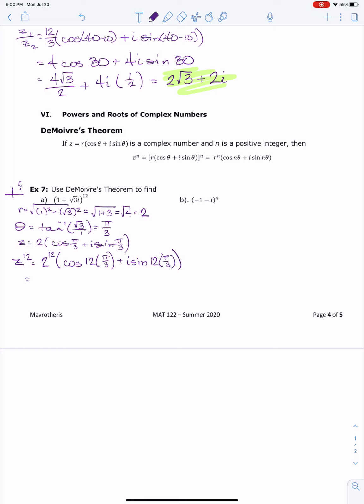2 to the 12th is 4,096. 12 pi over 3 is 4 pi, so cosine of 4 pi plus i sine of 4 pi. Coterminal with 2 pi, coterminal with 0. So we've got 4,096 times 1 plus i times 0. 4,096.